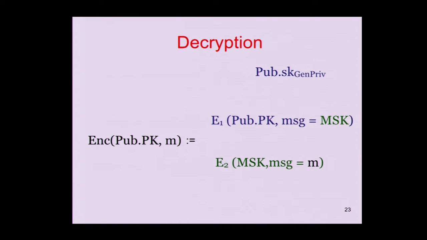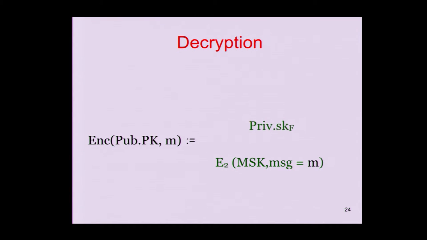Okay. So now let me proceed with decryption. So I have this functional key corresponding to g. I'm going to first decrypt the first ciphertext to obtain a functional key corresponding to f. And then I'm going to use this functional key to decrypt the second ciphertext to obtain f of m, okay, as desired.